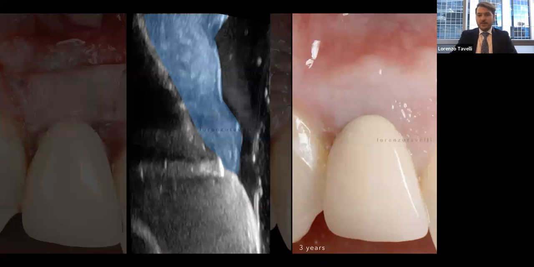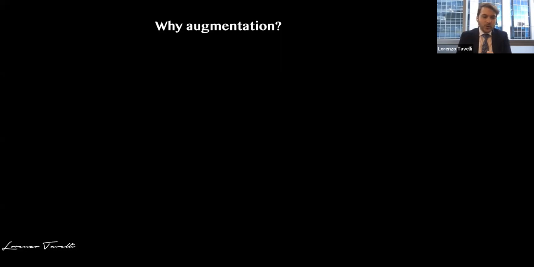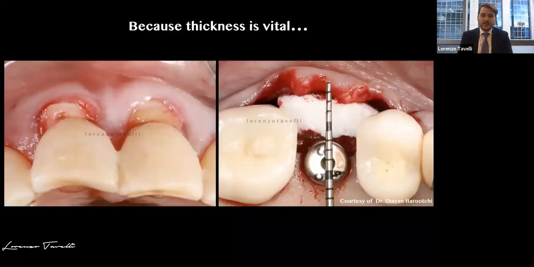I'm showing this case because I can also show you the ultrasound scan. You can see in blue how I colored the dimension of the soft tissue, so you can see how much we increased this aspect. That for me means stability over time. Because why do we need to perform soft tissue augmentation in this particular case, or the next cases I'm going to show you? Why do I have to perform mucosal thickness augmentation? Because thickness is vital. And why is it vital?